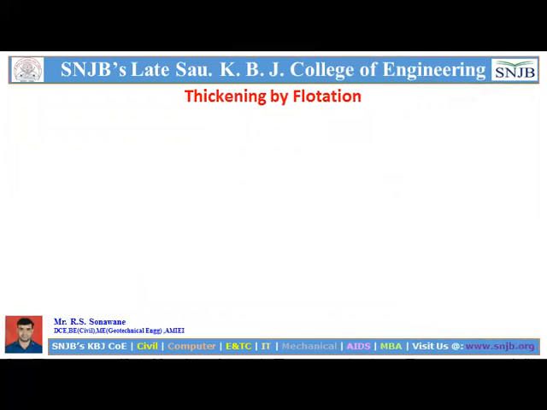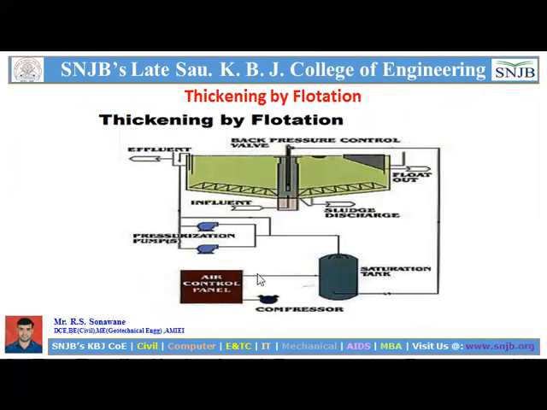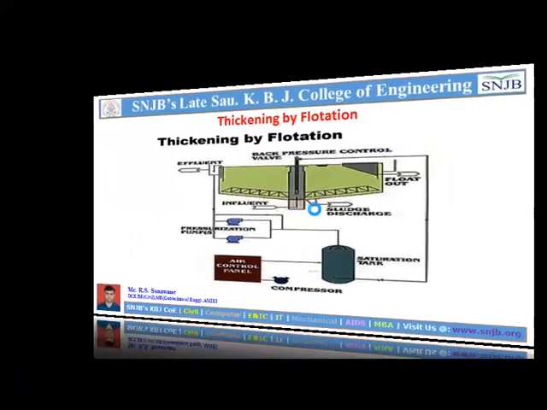Now, thickening by flotation that we can see is in this figure. This is the influent, and this is the float out of thickening, and this is what the flotation is actually. That is the saturation tank, and here is the air control panel of the compressor, and here are the pressure pumps through which the influent is provided in this direction, and here is the sludge discharge from the flotation, from this one point. This is about thickening by flotation.